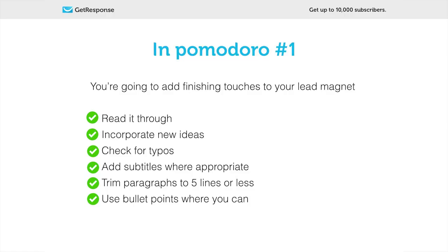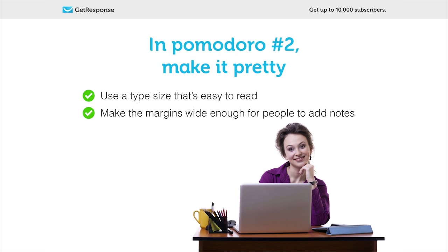You'll also want to trim your paragraphs down to 5 lines or less. That just makes it easier to read and makes it look more digestible. And we've talked about that before as well. And then again, use bullet points where you can. Lists are good. Don't hesitate to use lists. People love them. And so then in your second pomodoro, you're going to basically want to make it pretty.